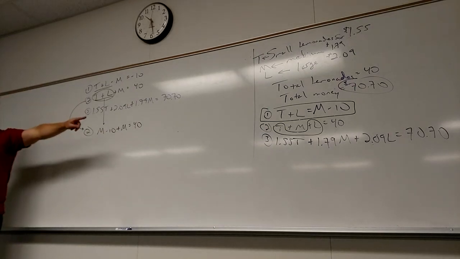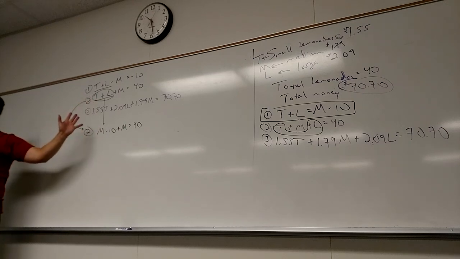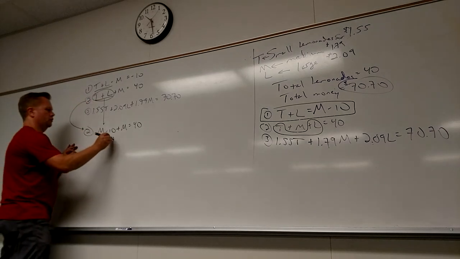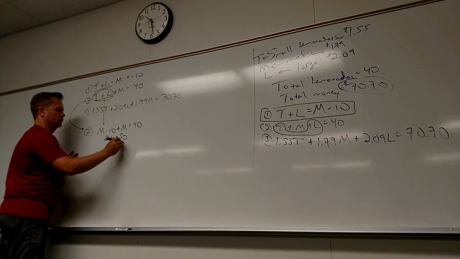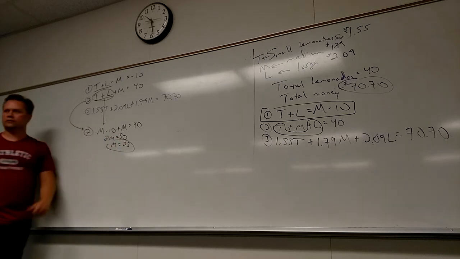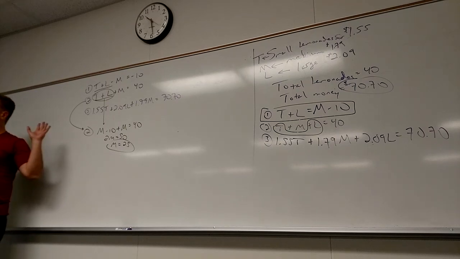So I used one piece of information in another piece of information. That's totally the idea. So now I get 2m equals 50. So I get m is 25. So we know how many medium lemonades this person sold. Now people see this and they go, what do I do now? I can't blame them for that.